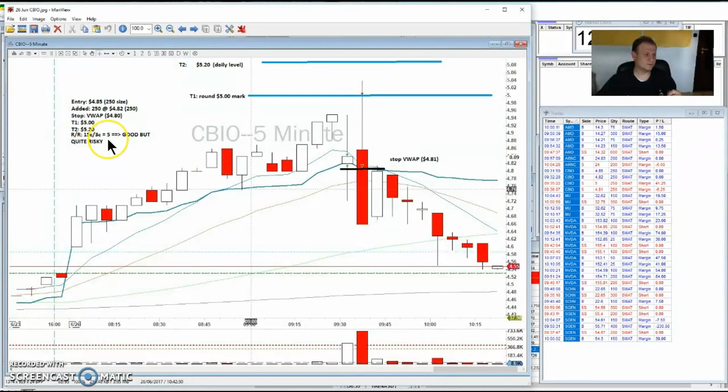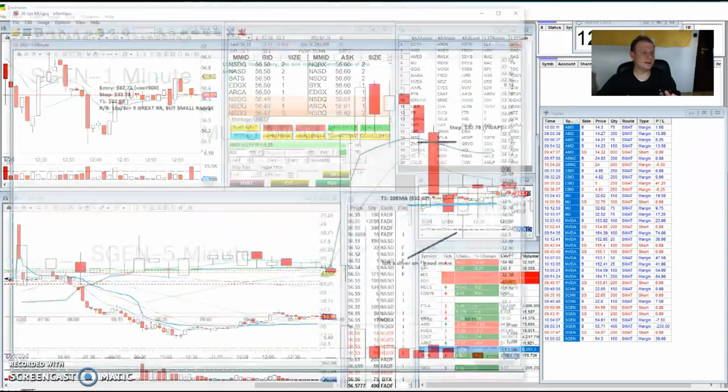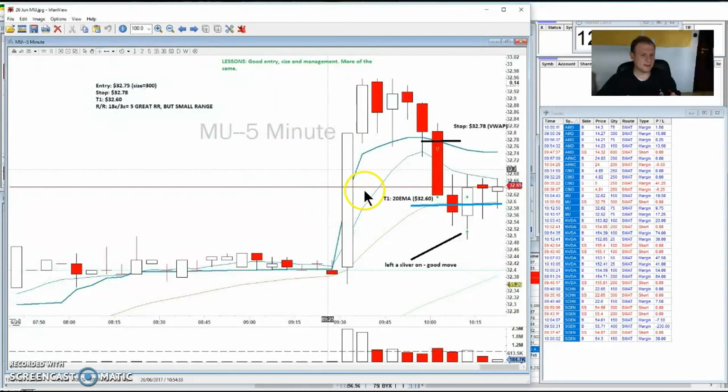The risk reward on this was 5, which is a good risk reward, but it's a risky trade. So you've got to be careful with this. So that was CBIO. Then we had MU. MU didn't do a lot. It's just a standard little opening range breakdown stock. Risk reward was 5, but the range again on this was quite small. I didn't make a lot of money on this, but it was a good solid trade.